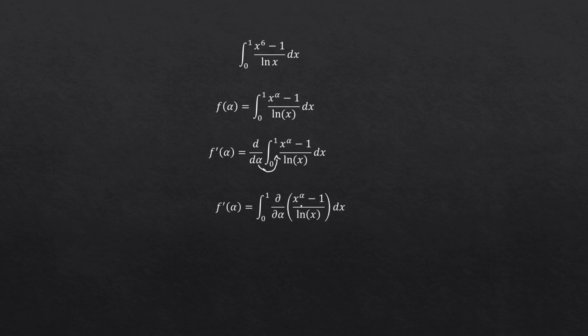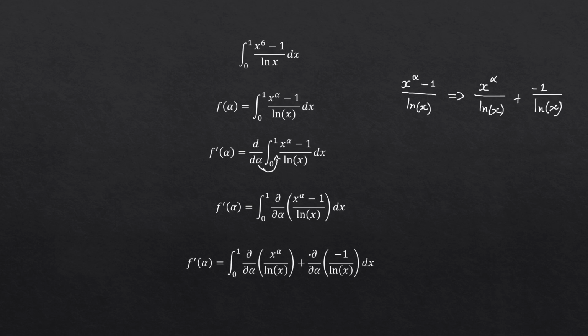And now what we can do, once we've done that, is break this up into two separate bits. So x to the alpha minus 1 over log of x can be rewritten as x to the alpha on log of x plus negative 1 on log of x. So let's just do that really quickly and break that up. The reason we've done that is because if we're differentiating this entire thing here, that just turns to 0 because there's no alpha in that bit. So that will just cancel out to 0.